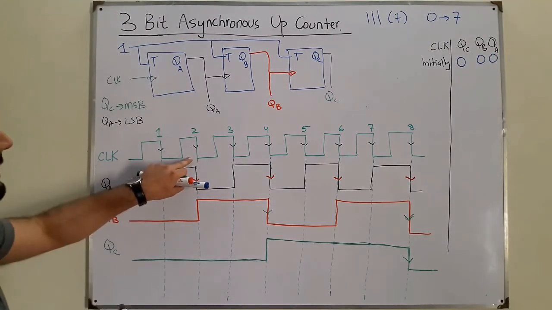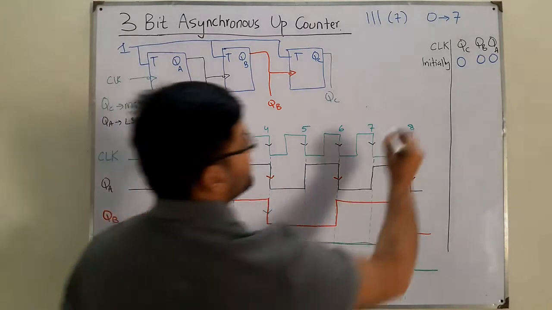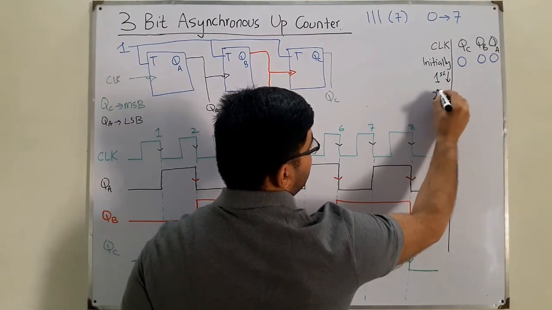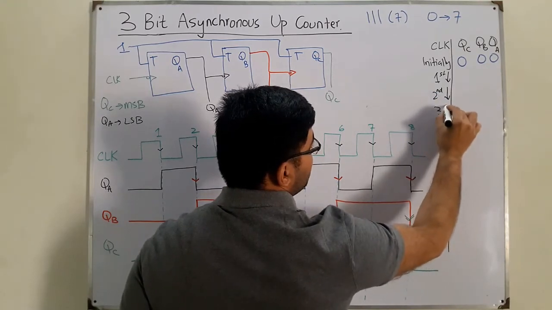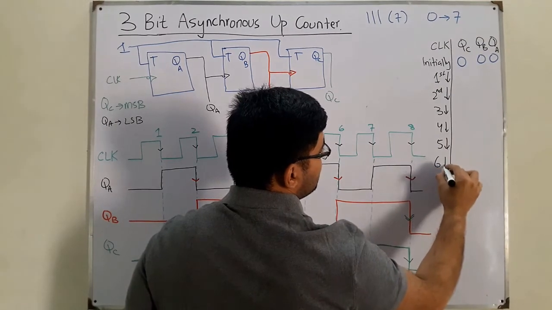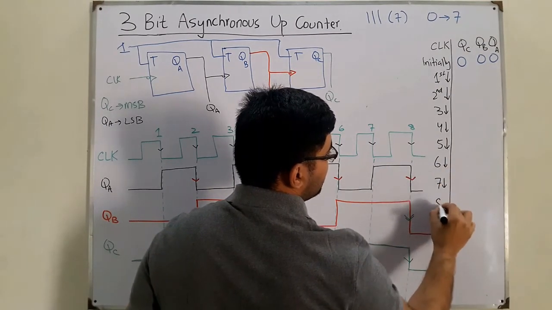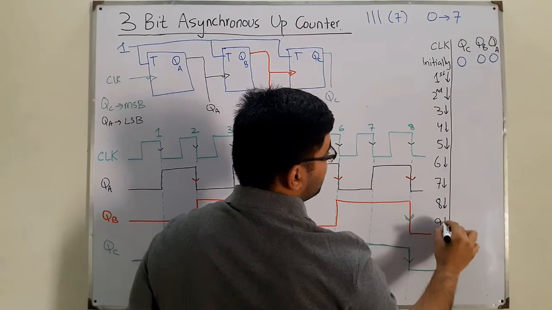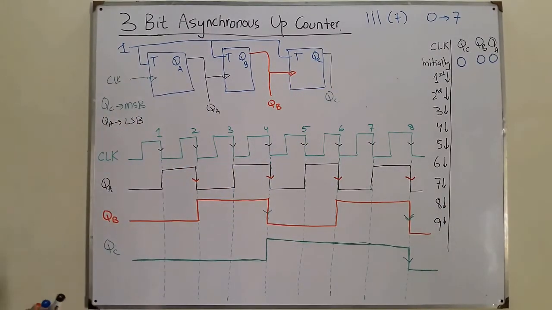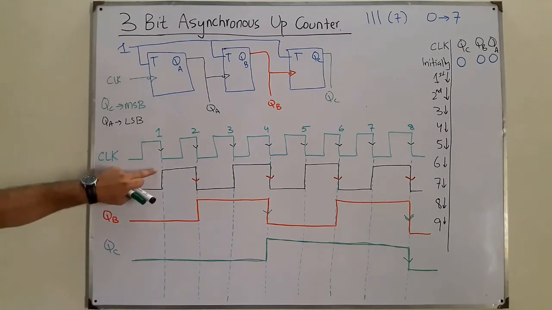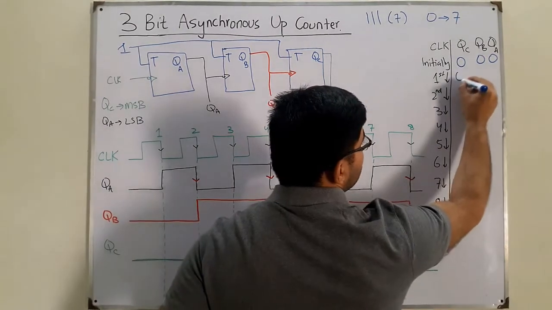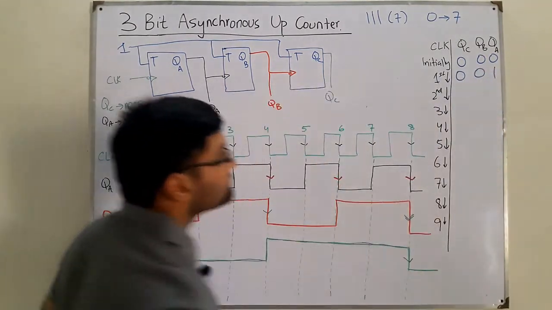When the second falling edge arrives, what happens? So we see it over here, okay? First falling edge, second falling edge, okay? Similarly, third falling edge, fourth falling edge, fifth, sixth, seventh, eighth, ninth, and so on. Now, when the first falling edge arrives, have a look, QA has changed to 1 and QB and QC are 0. So this would be 0, 0, 1.